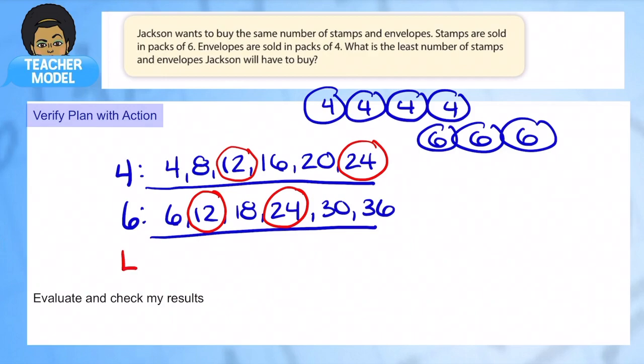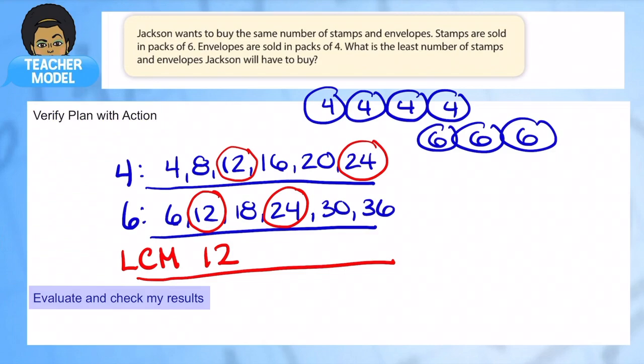So our least common multiple in this case is 12. I'm picking 12 because it's smaller than 24 and that is what we want. So I'm going to write this down as a complete thought and sentence. The question was, what is the least number of stamps and envelopes Jackson will buy?